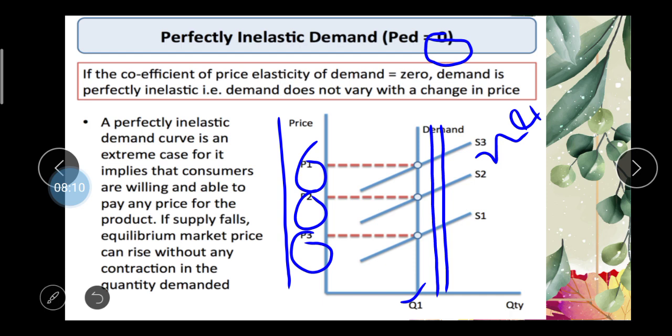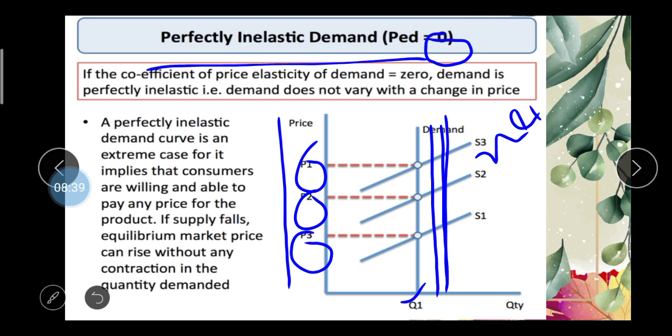Take the example of wheat, rice and flour. These are our necessary goods, and we have to demand them whether the price rises or falls. This is our basic need, so we should demand it, right? Whether the price falls or rises, because it's necessary, we should purchase it, right? So this is the type of perfectly inelastic demand, and the demand curve is parallel to the y-axis.